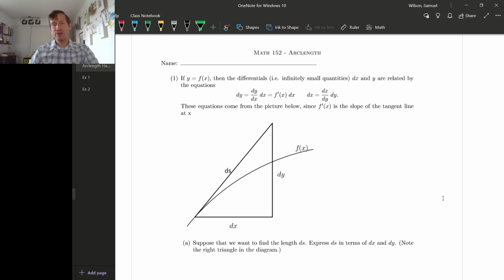Let's work through this arc length handout. As usual with these handouts, you should download a copy for yourself and work through as much as you can before you watch this video, and then watch just enough of this video to get yourself unstuck from wherever you got stuck, and then continue on your own.